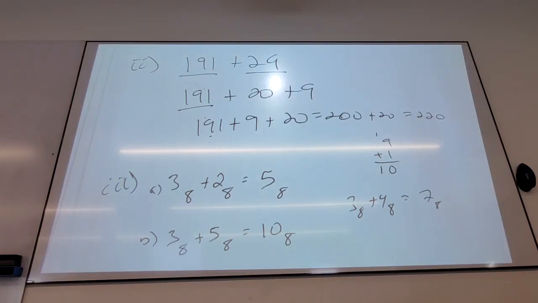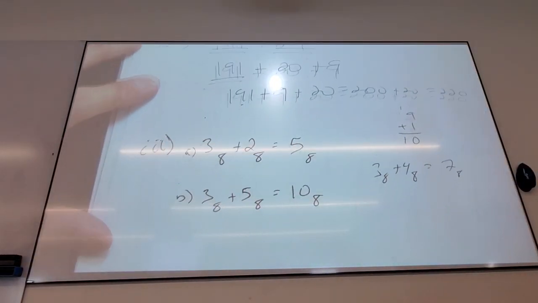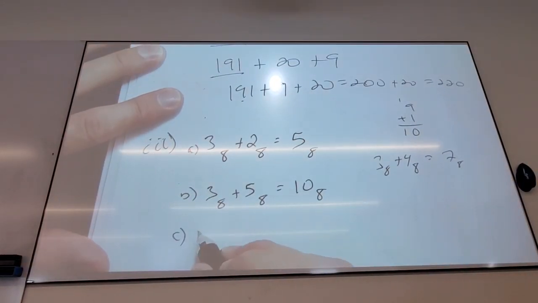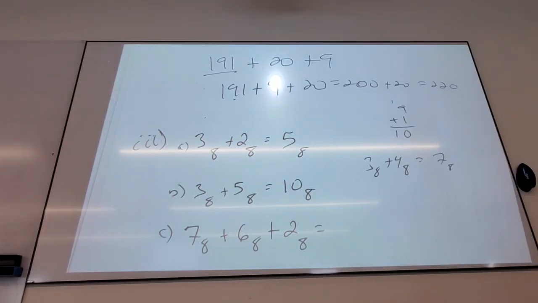Does that make sense? Our base is 10, so when do we fill a 10? When we get up to 9, one more. Base 8, when do we fill an 8? When we get up to 7, one more. So, watch this. How do I do 7 base 8 plus 6 base 8 plus 2 base 8? There's a few different ways to do this one.